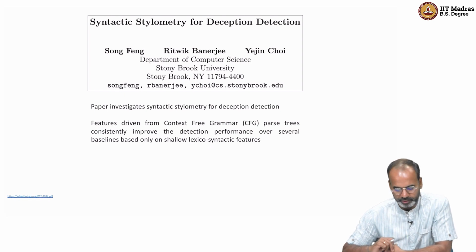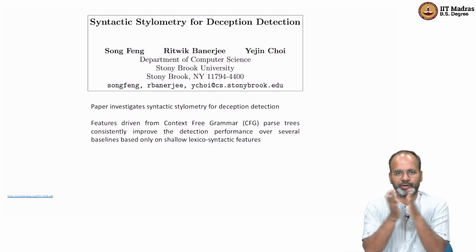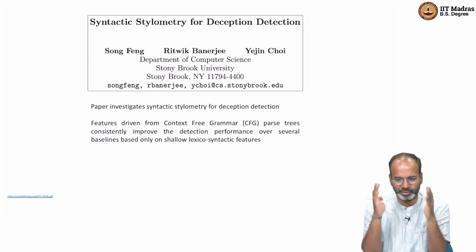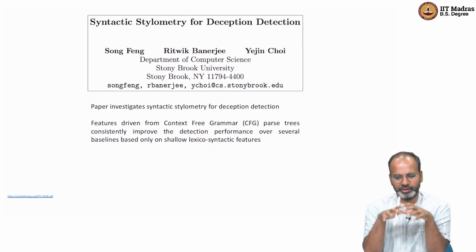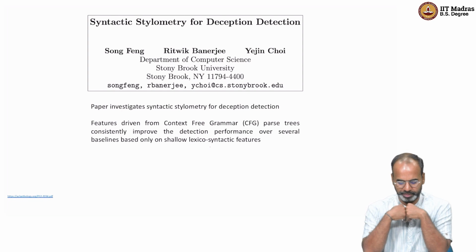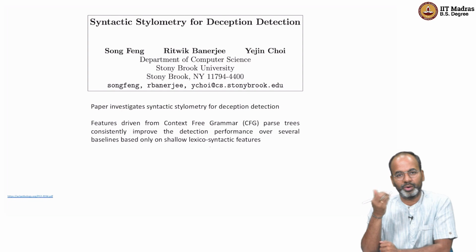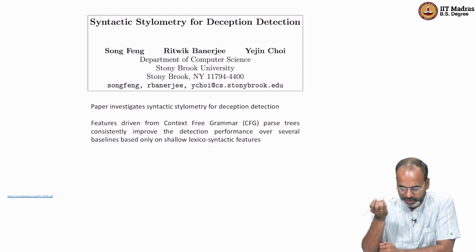Again, the goal of the class is not to get into the details of the paper and the solutions they have, but to see that there is research in which text is being used to make a choice. Here is another way they've used, which is stylometric features. The paper investigates syntactic stylometry for deception detection, which is about how the sentences are created.